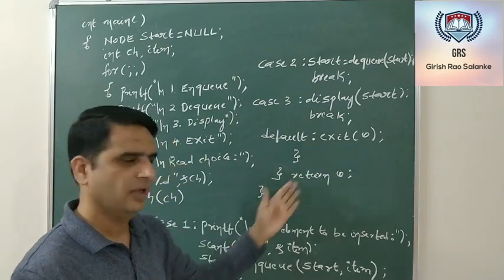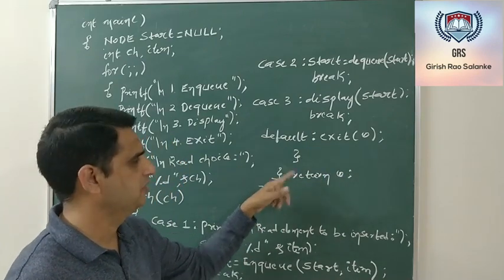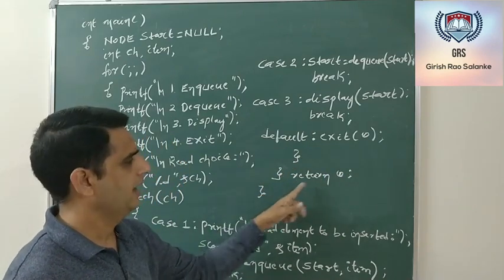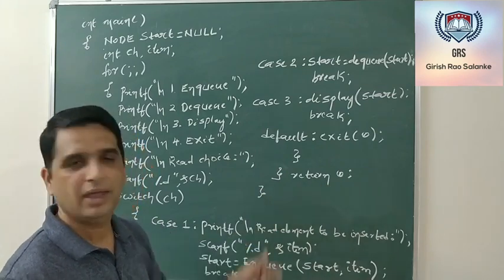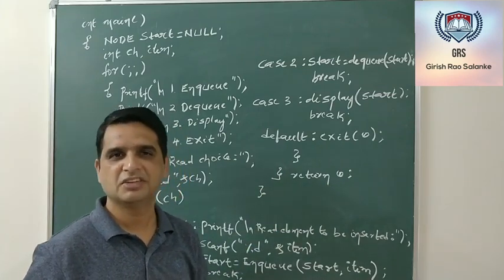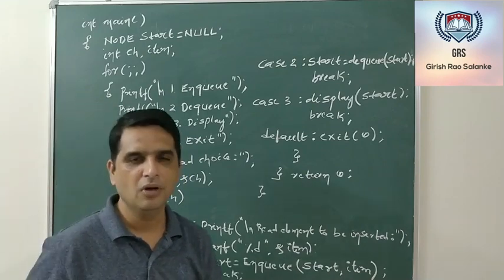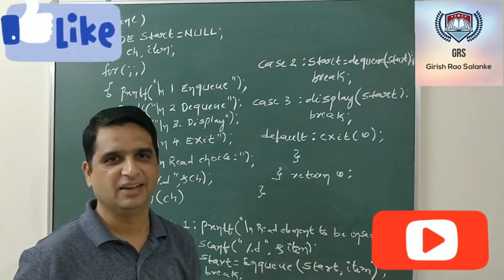Default exit 0, and then this is the close for my switch statement, this is for my for loop, and having return 0, I am closing my main function. Hope this is clear. This is about how to implement a queue of integers using a single linked list.